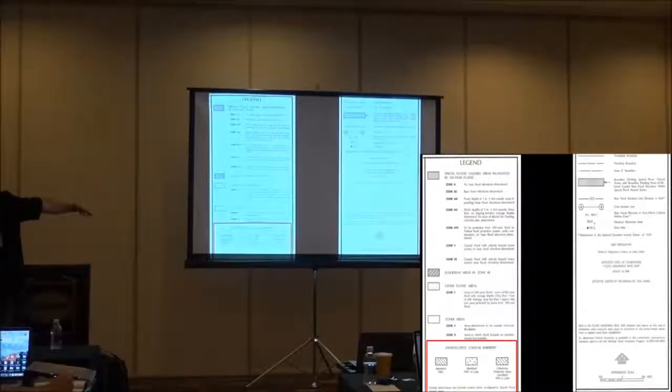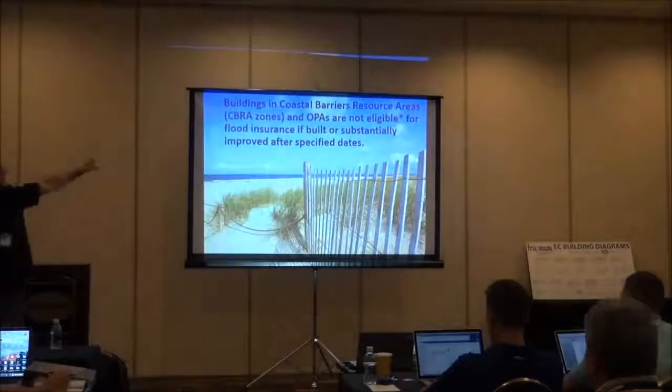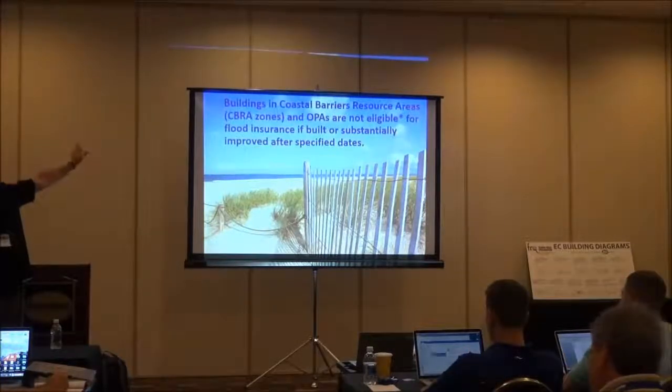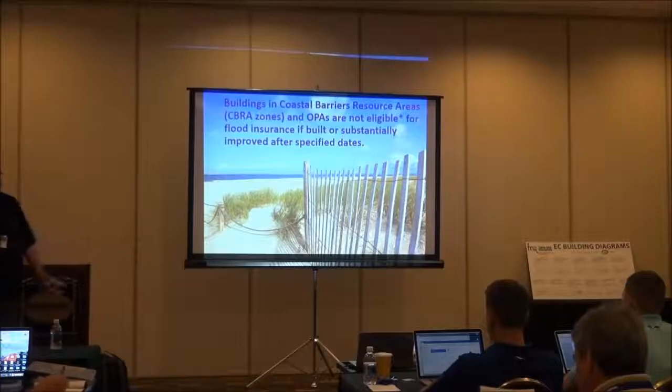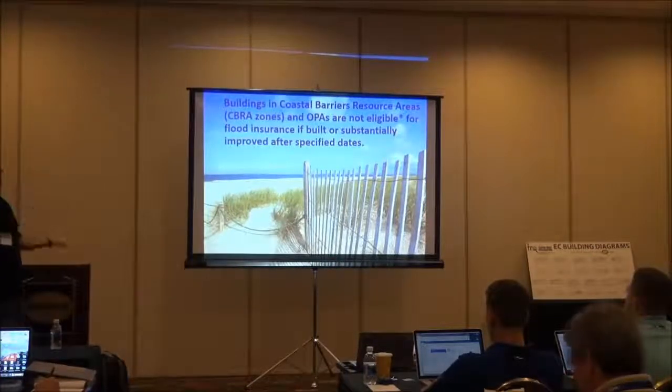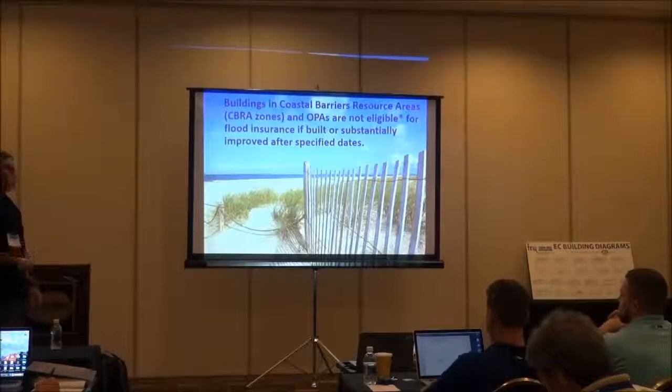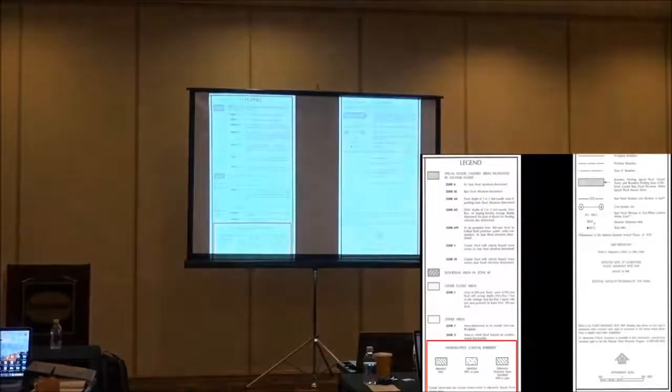Based on the cross-hatching of that area, and I say cross-hatching, diagonal lines, solid diagonal lines on this map are identified in 1983, dashed ones are identified 1990 or later, and this otherwise protected area is identified 1991 or later. So now here's where we turn the regulatory into what we can read on the map. So let's see what this says again. Buildings in coastal barrier resource areas or otherwise protected areas are not eligible for flood insurance if built or substantially improved after specified dates.